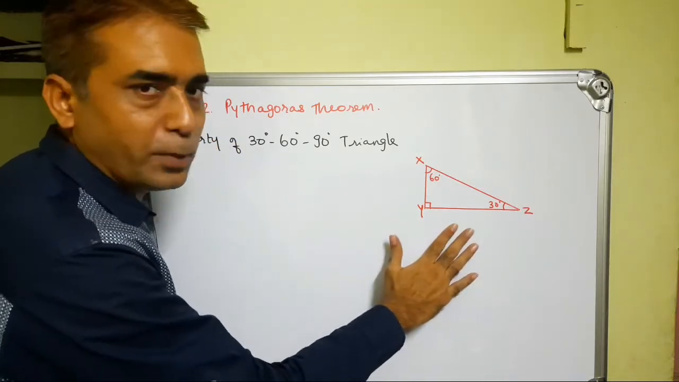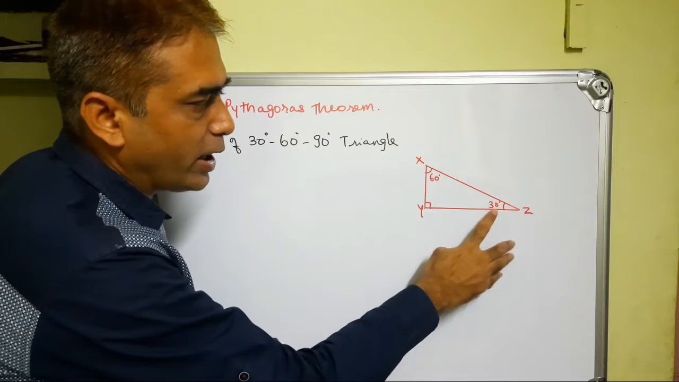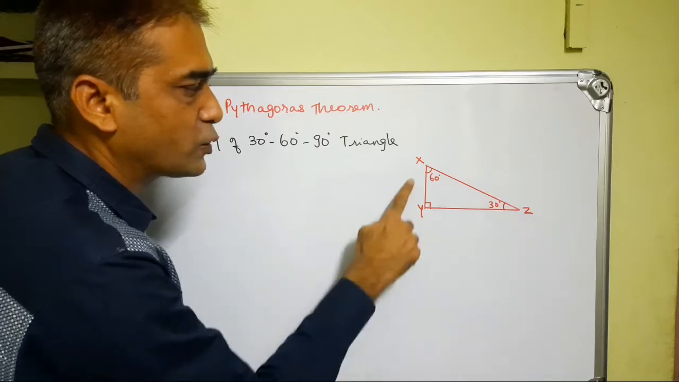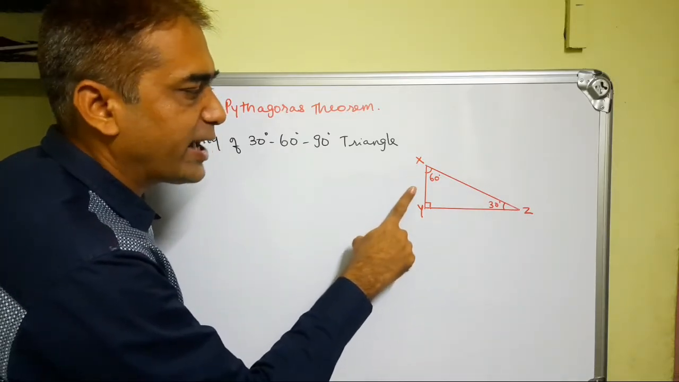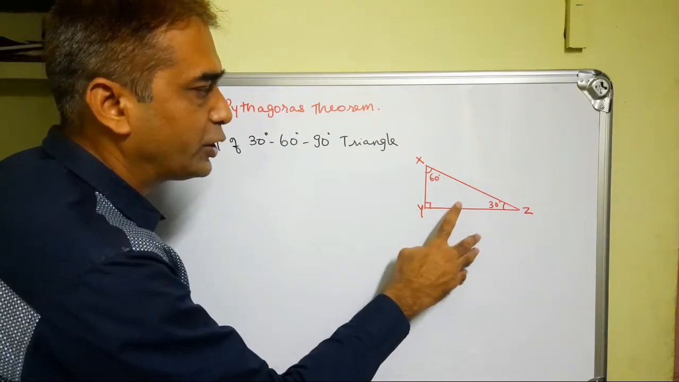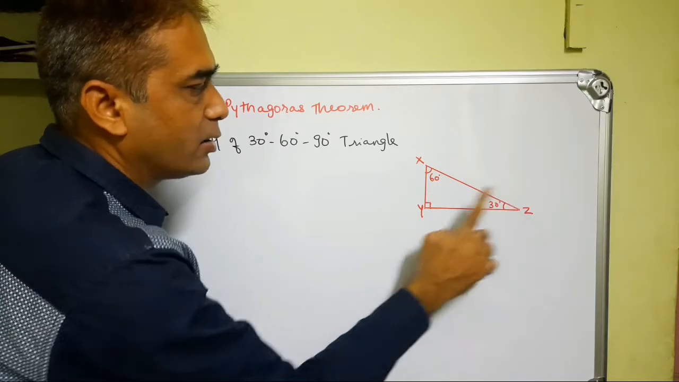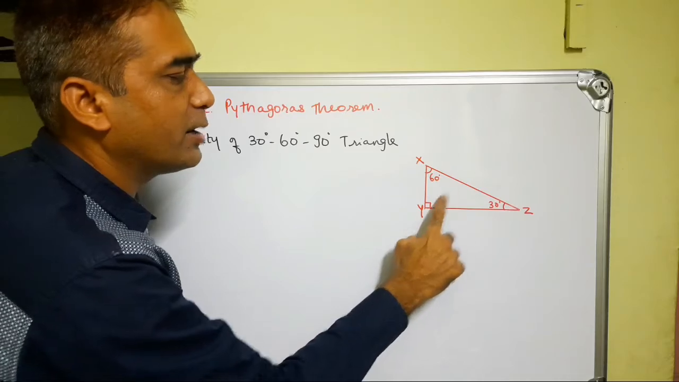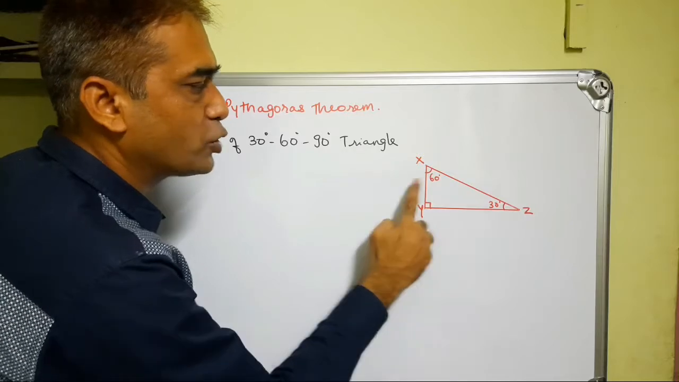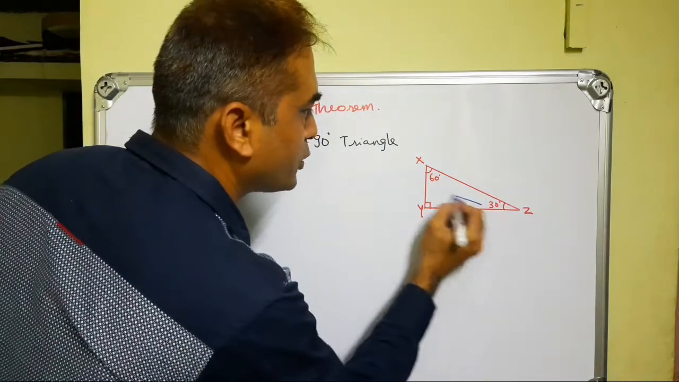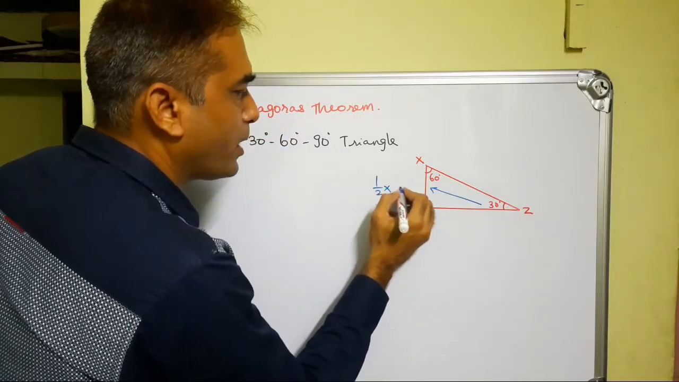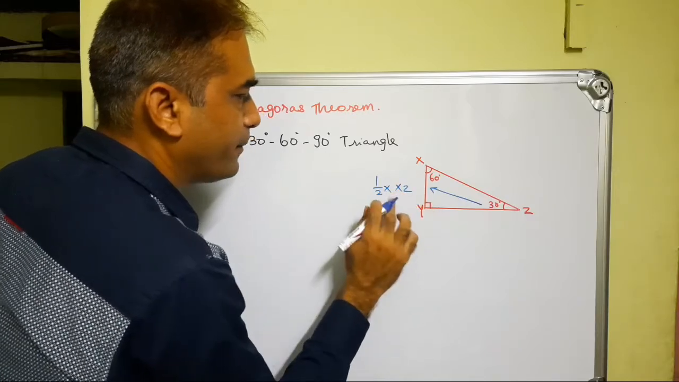So what is the side here opposite to 30 degree angle? The 30 degree angle is Z. Measure of angle Z is 30 degree. Its opposite side is XY. So this side XY will be half of the hypotenuse. Which side is the hypotenuse? This is side XZ, the side opposite to the right angle. Right angle के opposite वाली जो side है वो है hypotenuse, and so this side XY, which is opposite to 30 degree, will be half of the hypotenuse. So 1/2 into XZ.